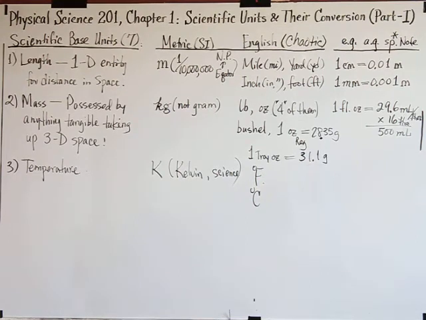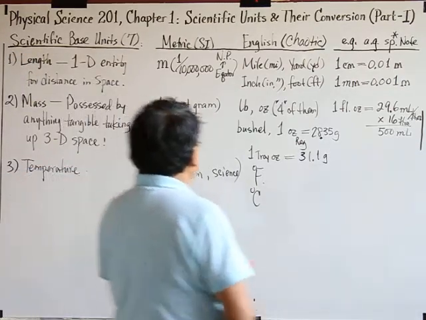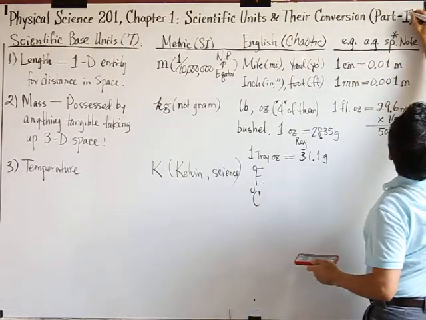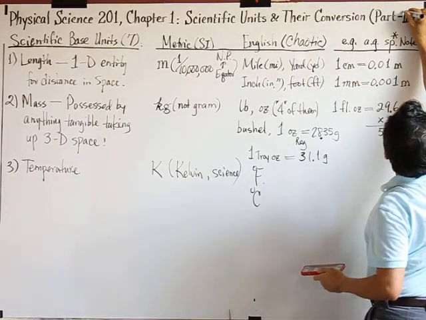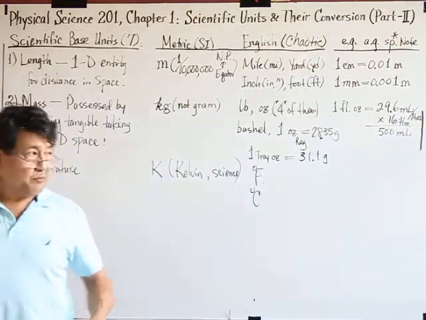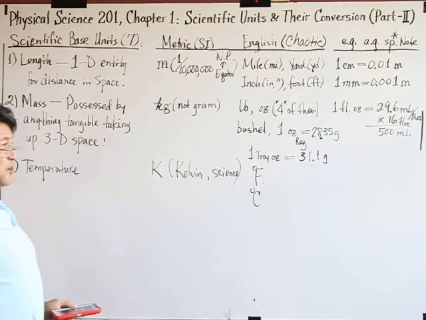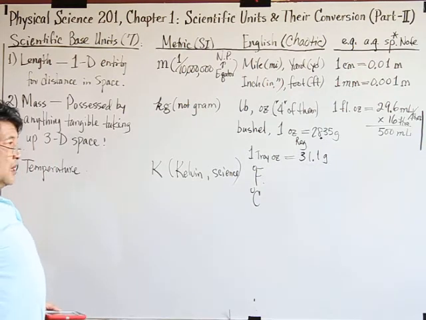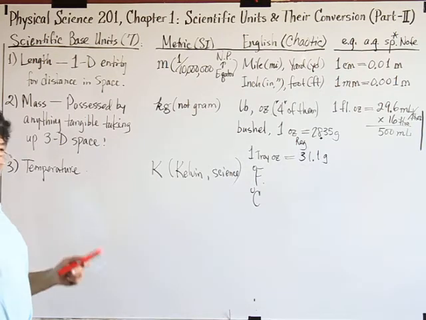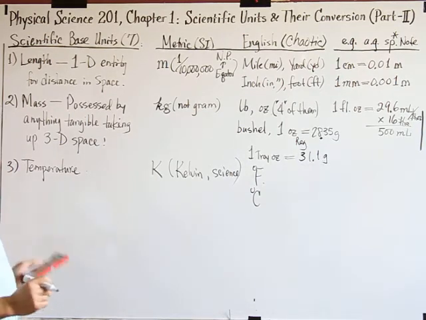Okay, let's continue. This is going to be Physical Science 201, Chapter 1, Scientific Units and Their Conversions, Part 2. We already had 30 minutes of discussion in Part 1. We started with the Scientific Units Introduction, then the 7 base units, and we introduced length and mass. And now we get into temperature.